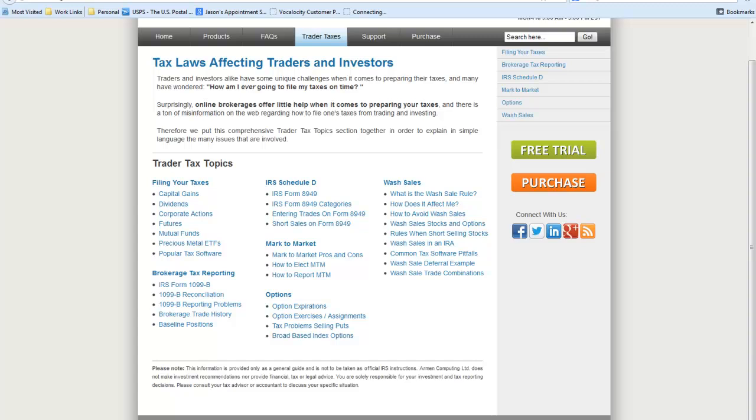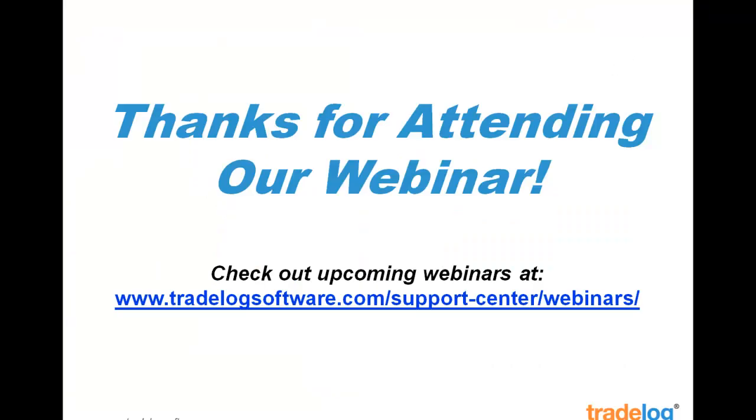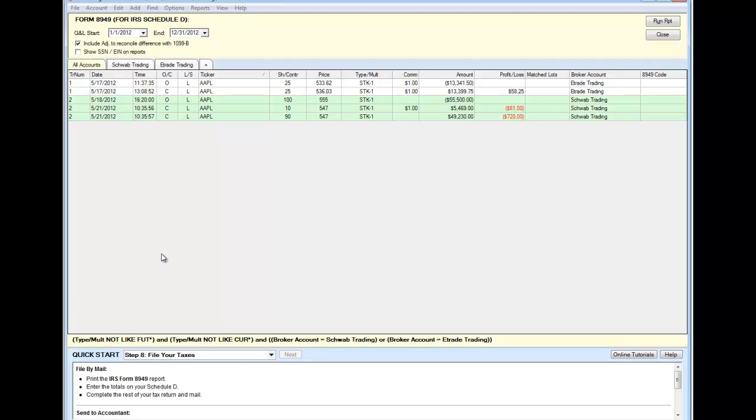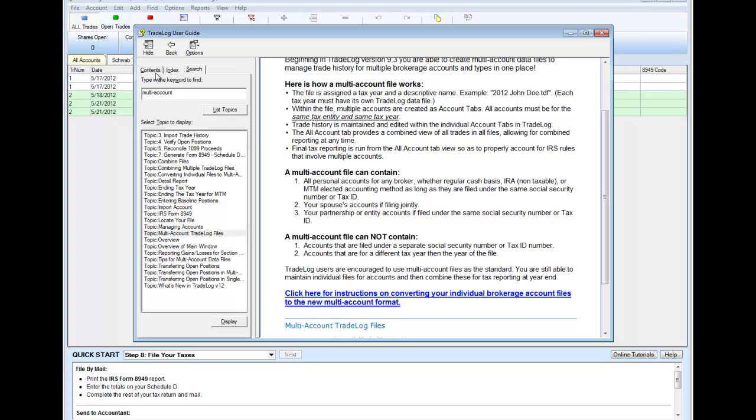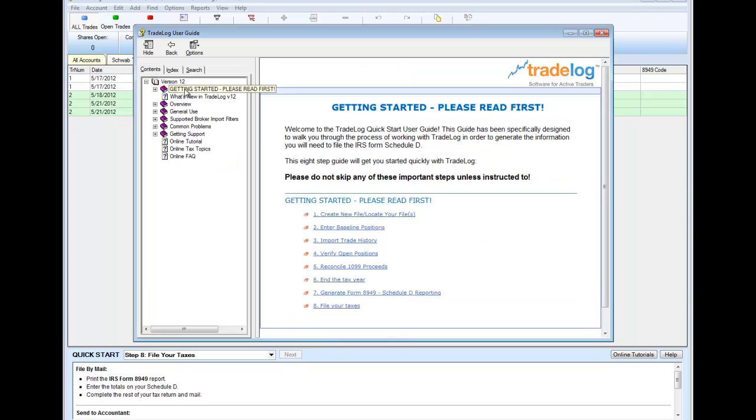Let me go to some questions we had about ending the tax year and some of the processes such as that in TradeLog. So I'm going to go back to TradeLog here, and what I want to do is open up our user guide. Again, it's very important to follow the quick start guide. Getting started, please read this first. Here we walk you through the steps. What you need to do each year basically is make sure you have imported your trade history, verify your year-end open positions, reconcile your 1099 proceeds. Once everything's matched up, everything looks good, then you can go ahead and end the tax year.